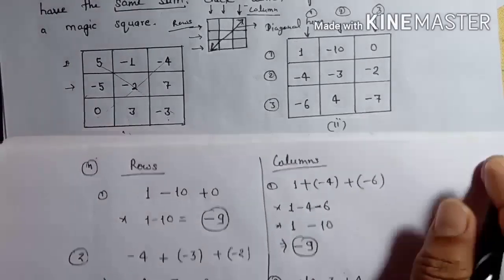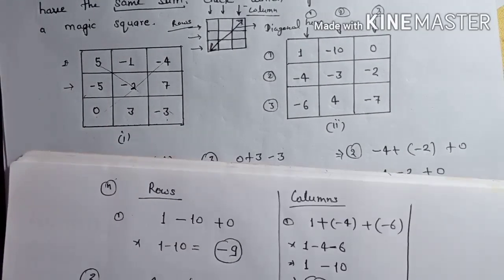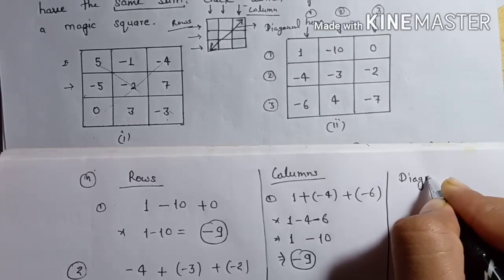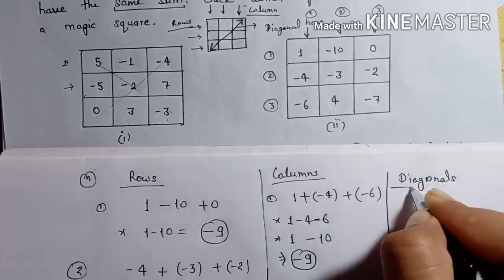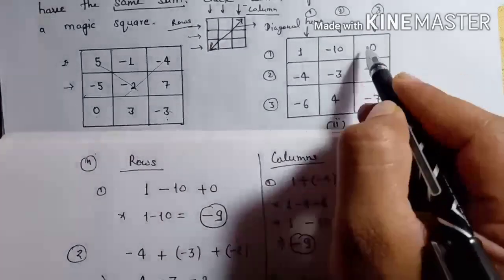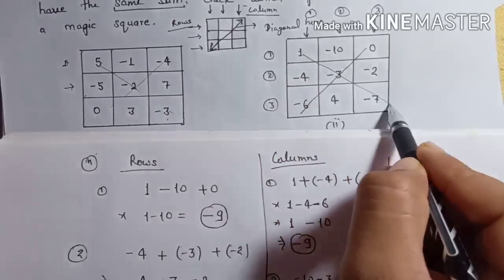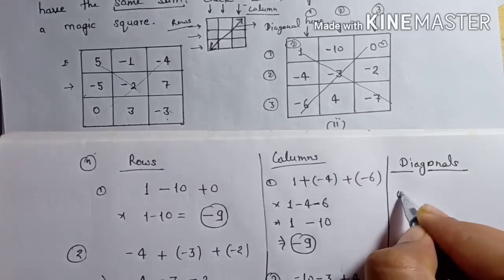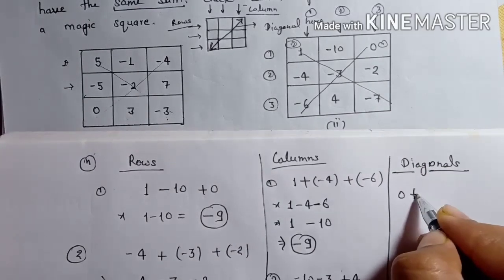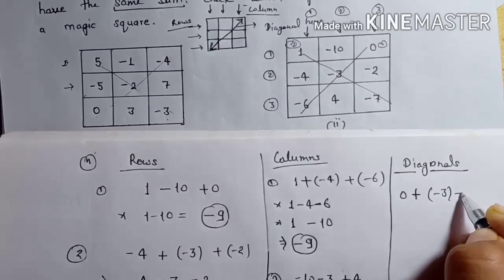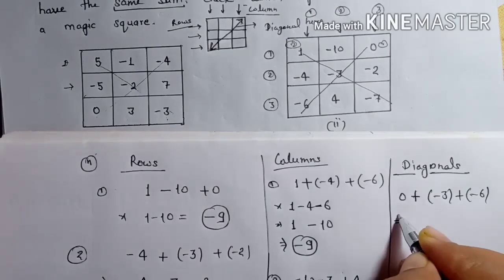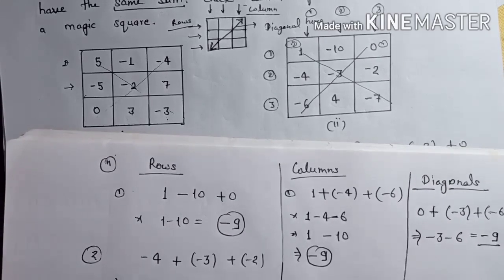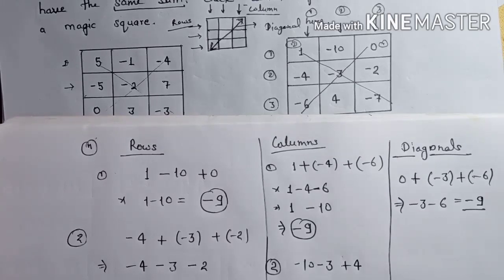Now let's check it for diagonals. This is the first diagonal and this is the second diagonal. The first diagonal has 0, plus -3 and plus -6. The result is -3 and -6, which is equal to -9. Very good. We have the same sum of diagonals.